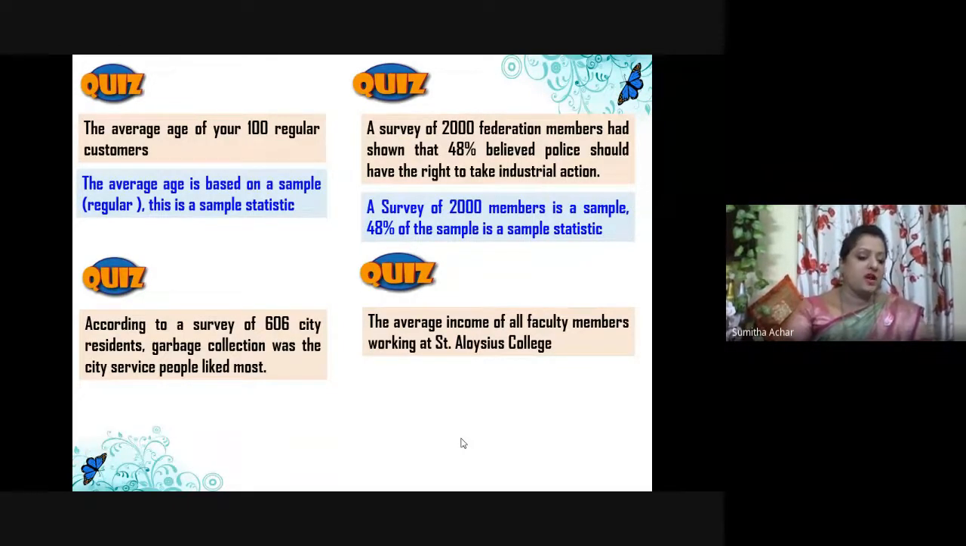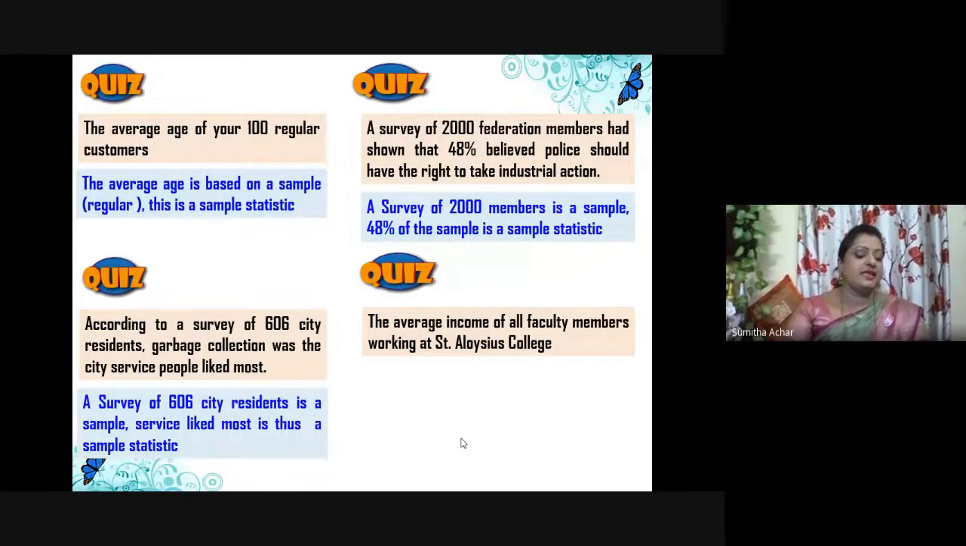The next: according to the survey of 606 city residents, garbage collection was the city service people liked most. So again, 606 residents is nothing but a survey of 606. There can be a large number of residents, so you are taking a survey of 606. Suppose we say a statement as a survey of all residents of a city, and they have said that garbage collection was the better service, then it is a population study, right?